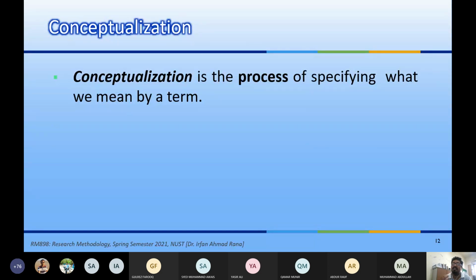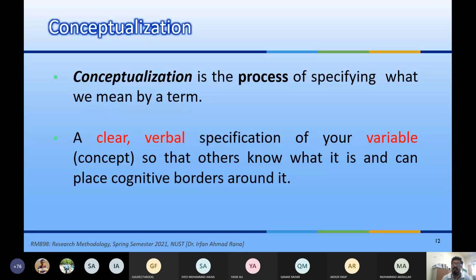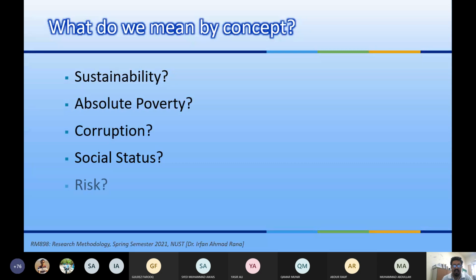It is a process of specifying what we mean by a term. When we specify that I'm looking at this word in this context, that is called conceptualization. And that is an important part. It is a clear verbal description of phenomena. These are some abstract words: sustainability, poverty, corruption, risk. How do we measure them? How do you conceptualize them? Risk of what? Sustainability of what? Poverty has different definitions. So what poverty?